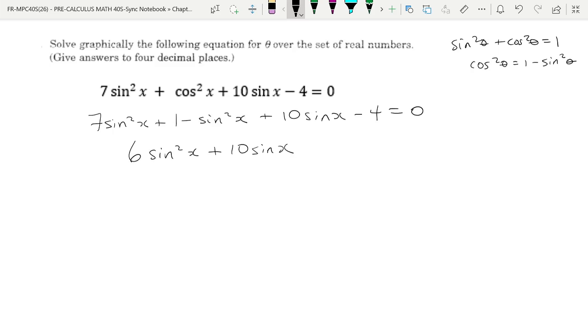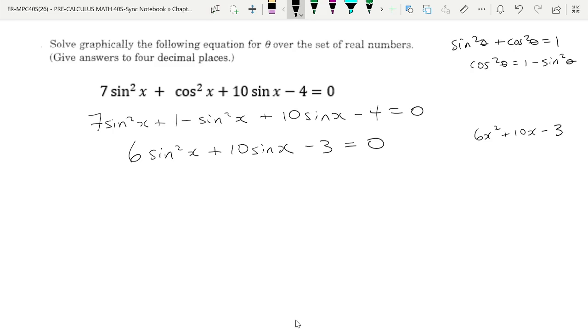Okay, and then negative 4 plus 1 is minus 3. And now I've got a quadratic. And I'm going to try to factor it. Remember, to me, this is really just like 6x squared plus 10x minus 3. But can I factor it? Are there two numbers? Here's the way you remember this.